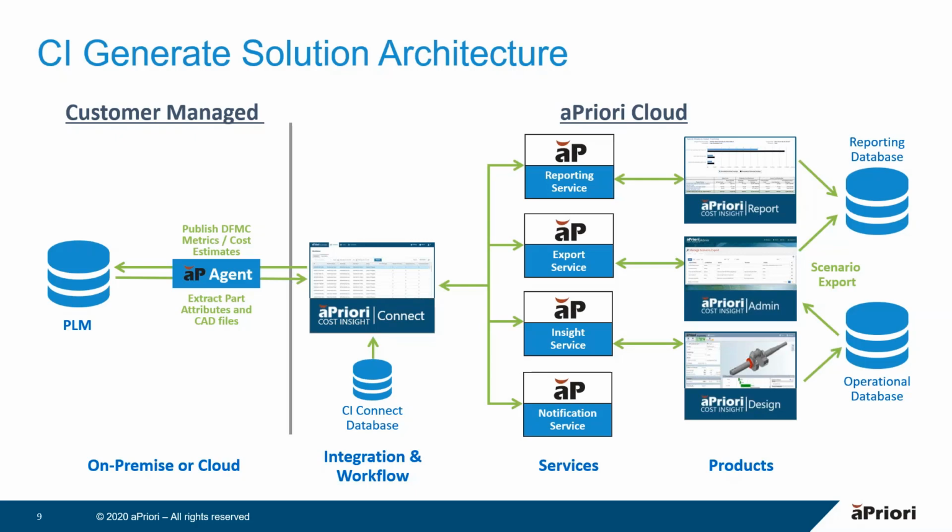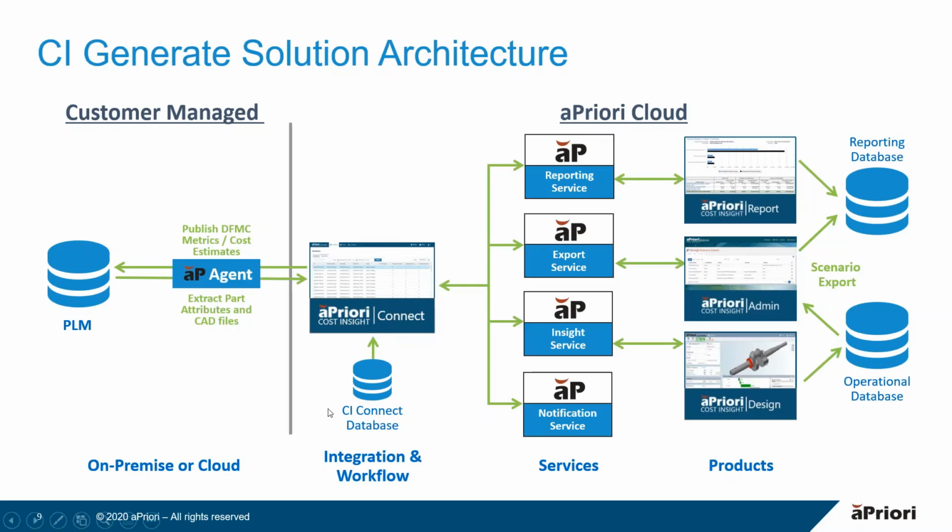Now, I'm going to take you through this diagram behind the scenes of CI Generate to give you a quick overview of how everything you just saw in the demonstration fits into our overall solution. Then I will focus on our newest module, Cost Insight Connect, and specifically how it's used to set up automation to cost parts and push out results.